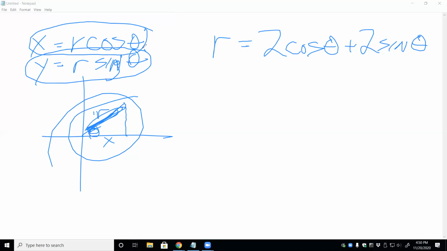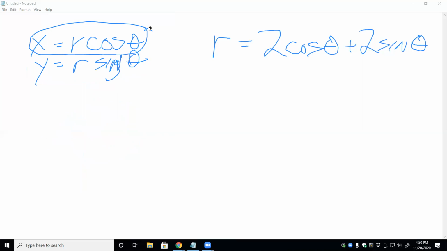You with me? Okay. Yeah. So in solving this problem, there's a third identity here. Let me just write it real quick. And that is that r squared equals x squared plus y squared.